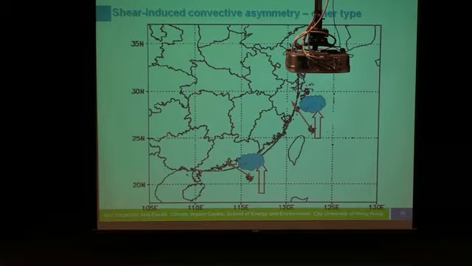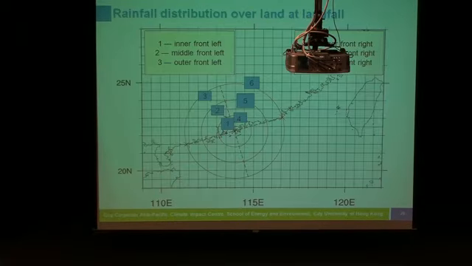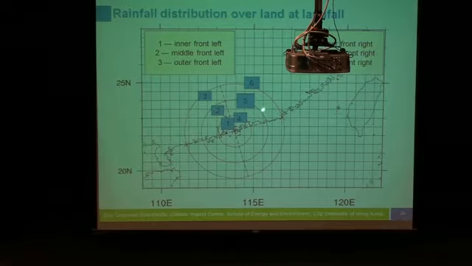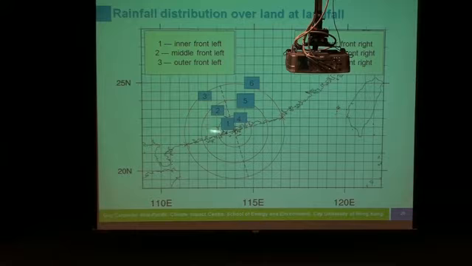So it seems that the vertical shear will also play a very strong role in determining where the convection should be relative to the direction of landfall. However, we looked at rain gauge data that are over land. If you look at the different rings, this is 100 kilometers, 200 kilometers, and 300 kilometers of the center of the storm as it makes landfall.